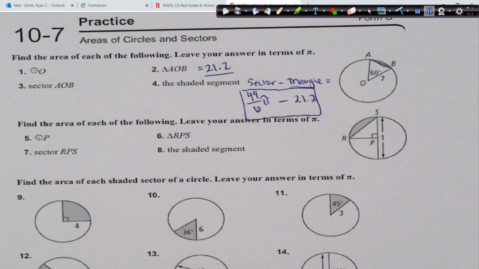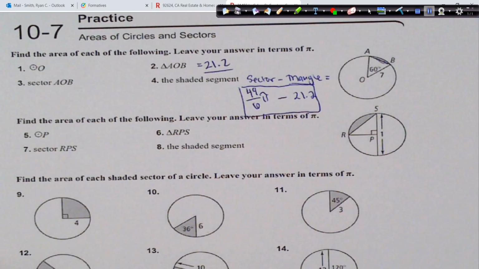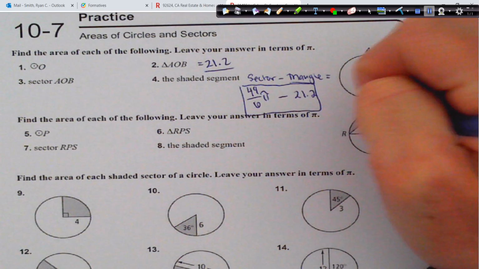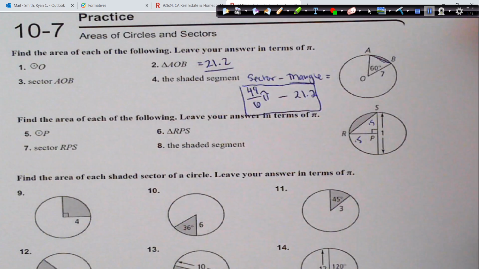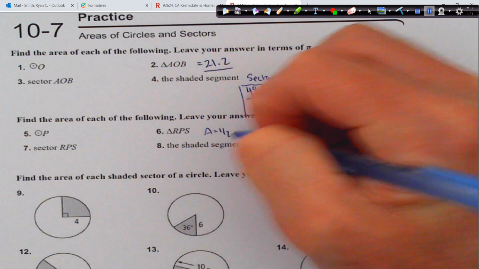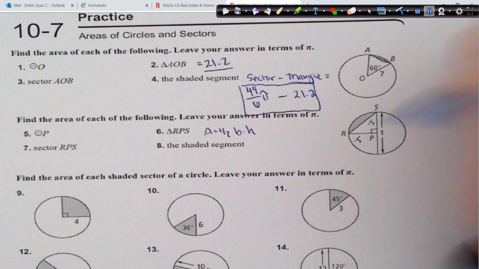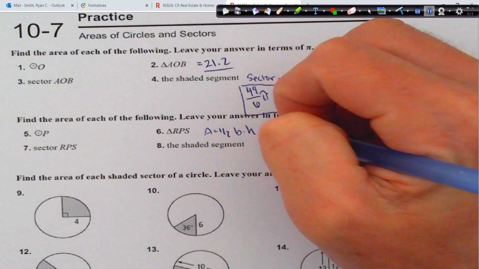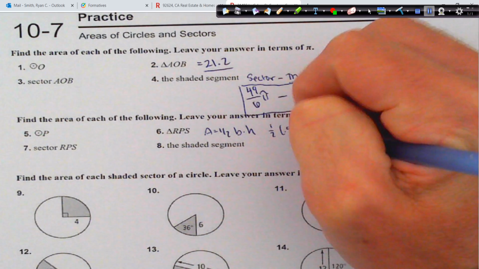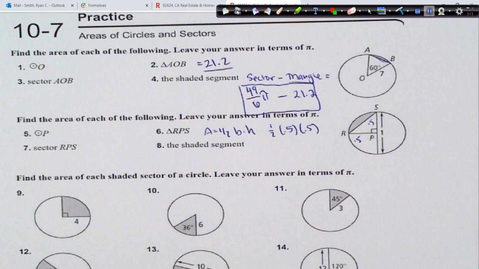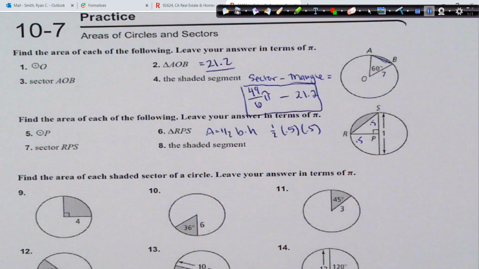Alright, number 6. Find the area of the following. Leave your answer in terms of pi. So again, here we're finding the triangle. This one's a lot easier because it's a 90, so this is 0.5 and 0.5. So the area of the triangle is just going to be 1/2 base times height, which are the same because it's 90. So it's 1/2 of 0.5 times 0.5. So 0.5 times 0.5 divided by 2, you get 1/8.